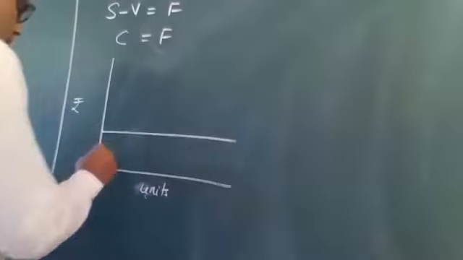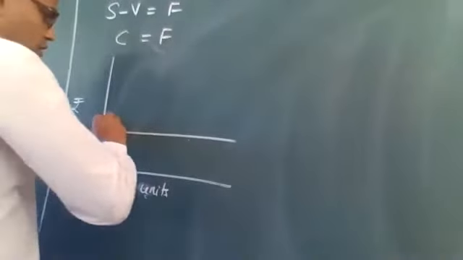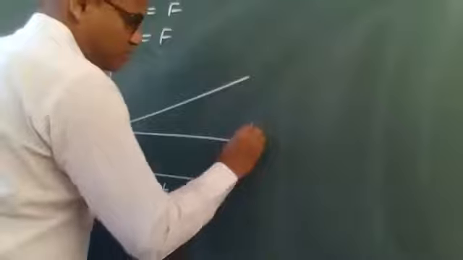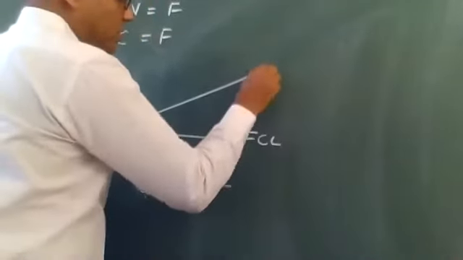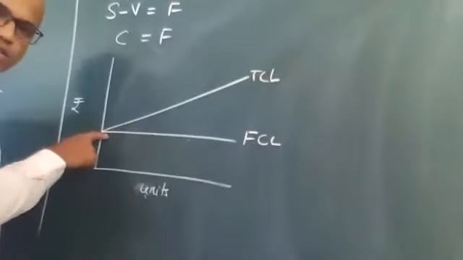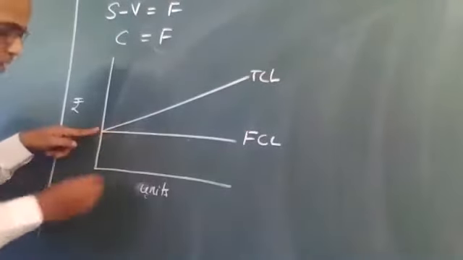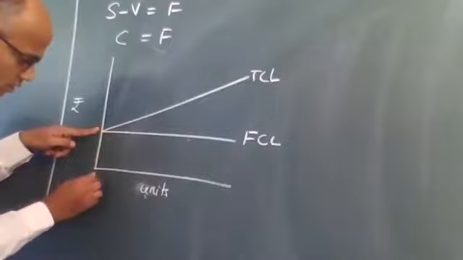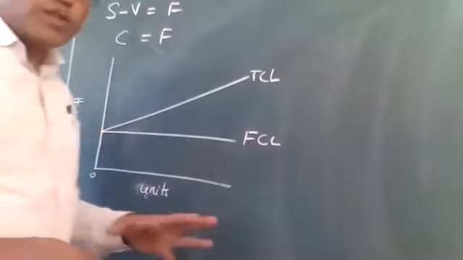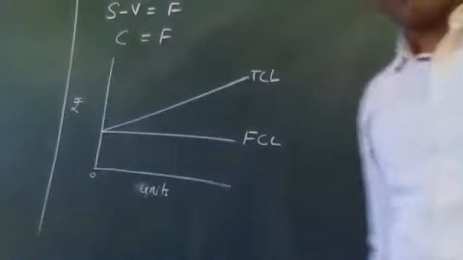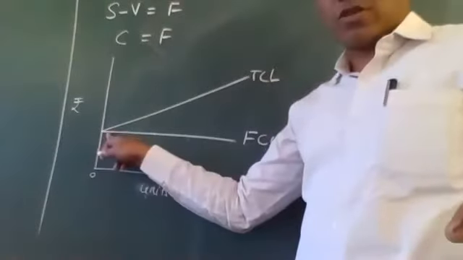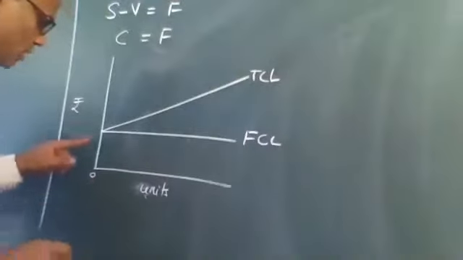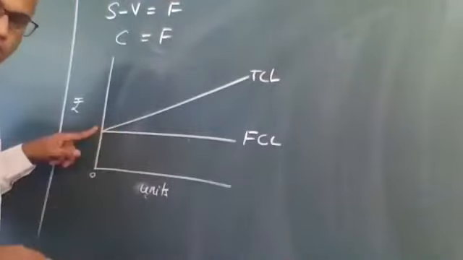But my total cost line, if this is my fixed cost line, this will be my total cost line. Total cost is something which starts from here. If I don't produce anything, what is the cost I am going to incur? If I don't produce anything also, I will incur some fixed cost, correct? So at 0 units also, my total cost will be equal to my fixed cost.